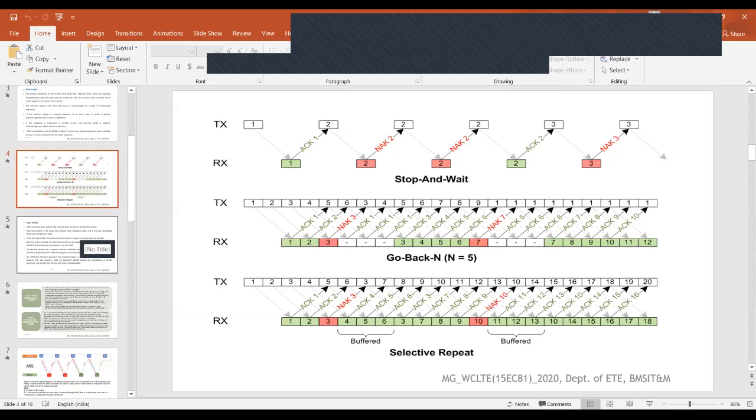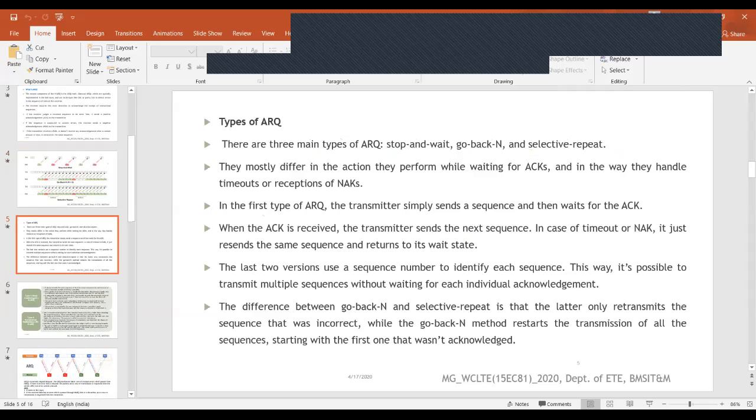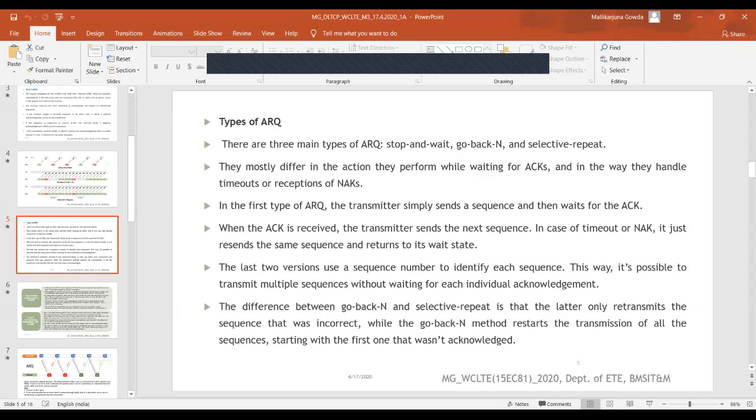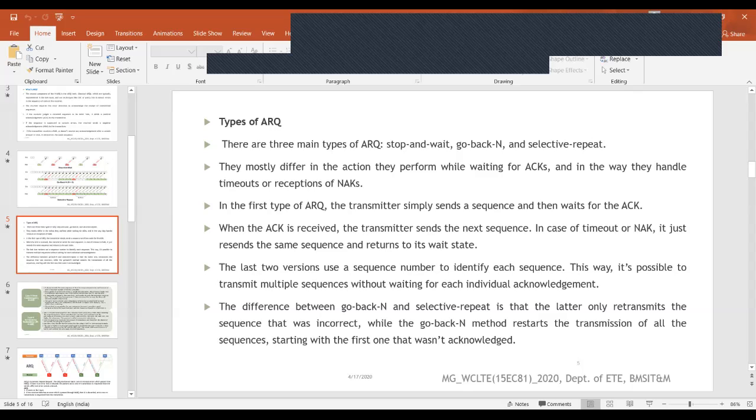That is what is shown here. I said that there are three types of automatic repeat request techniques. One is stop and wait, second is go back N, and third is selective repeat. These techniques differ in the action they perform while waiting for acknowledgements and in the way they handle timeouts or receptions of negative acknowledgements. As I said, in stop and wait, it transmits a packet and waits for the acknowledgement. Only when it receives the positive acknowledgement will it send the next packet.